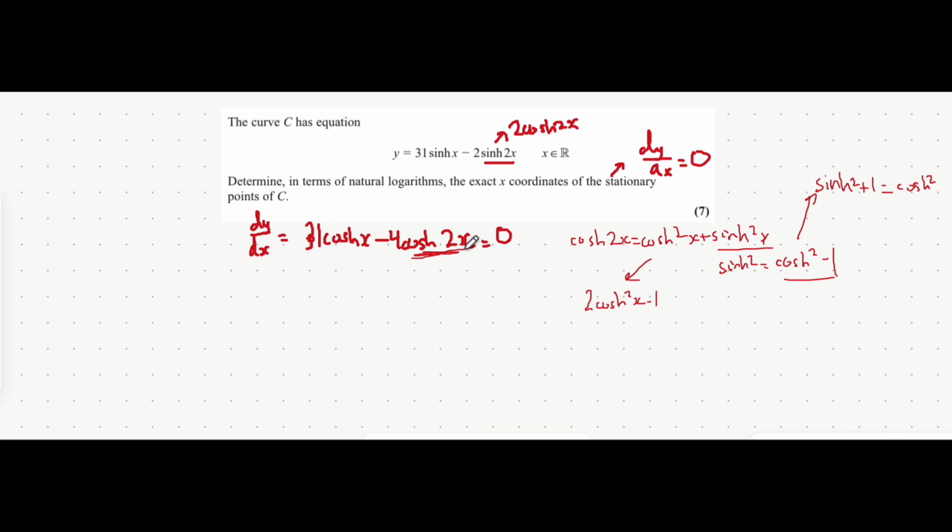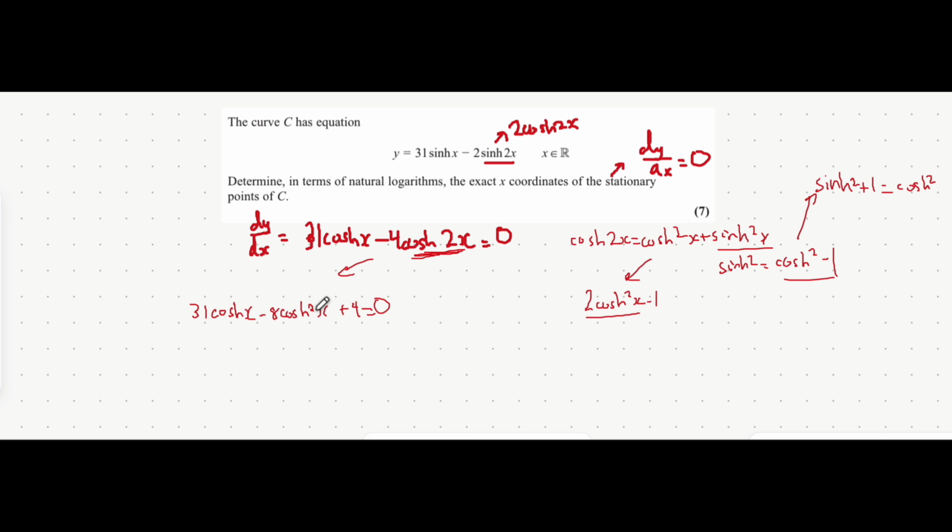We can now replace this cosh 2x with this function here because that will give us a quadratic in terms of cosh of x, and I'll show you how. So we have 31 cosh x for that first term. Minus 4 multiplied by 2 cosh squared x is minus 8 cosh squared x. And then we have minus 4 multiplied by minus 1, which is just positive 4. All of that's equal to 0.